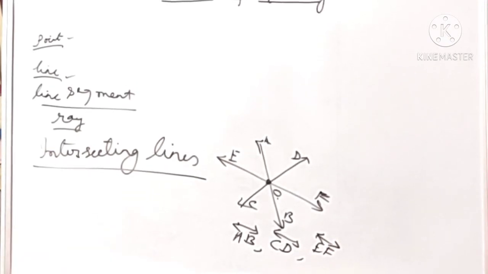Now what is another one? That is the concurrent lines. The next one is the concurrent lines. Now what are concurrent lines?